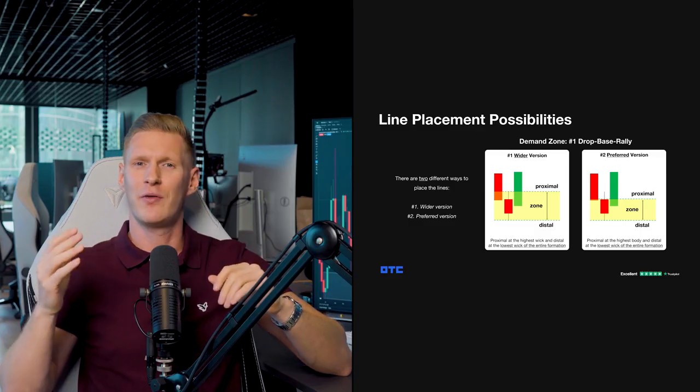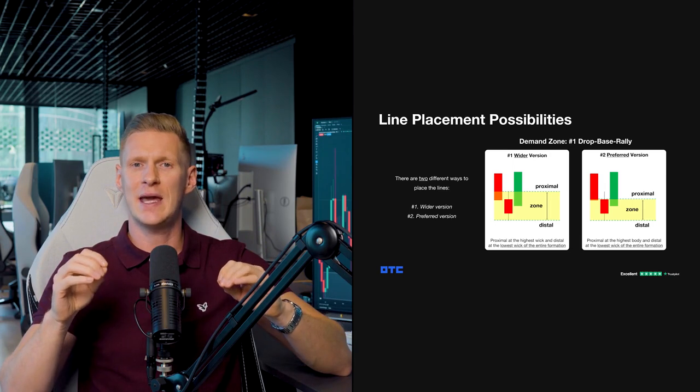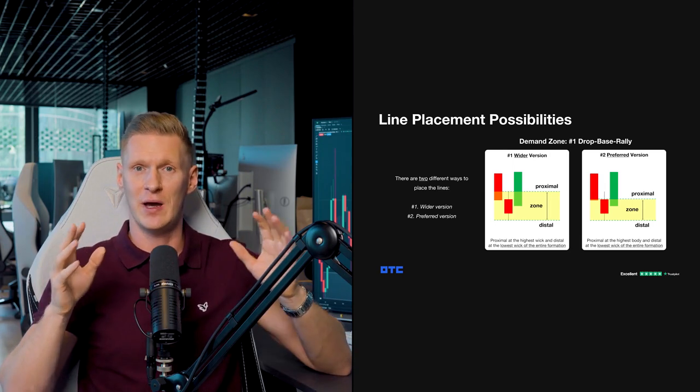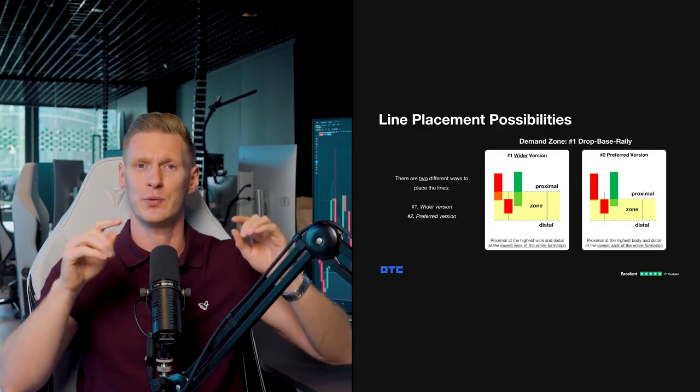As a general rule of thumb for demand zones, the distal line always stays at the lowest wick. The proximal line shifts from the highest body to the highest wick when switching from the preferred to the wider version. Following this consistent approach helps ensure accuracy when marking your supply and demand zones.